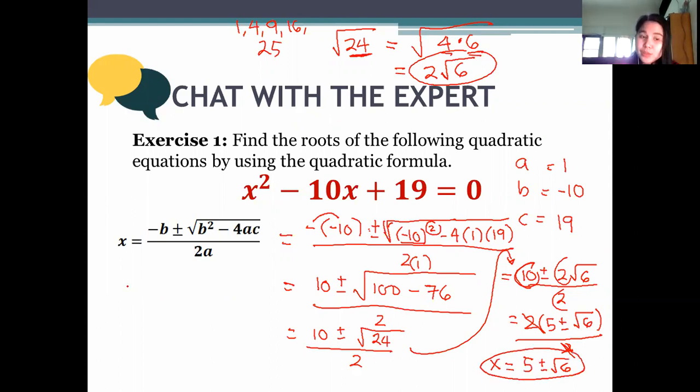Or another way to write it is 5 plus the square root of 6, and what's the other one? 5 minus the square root of 6. Any questions?